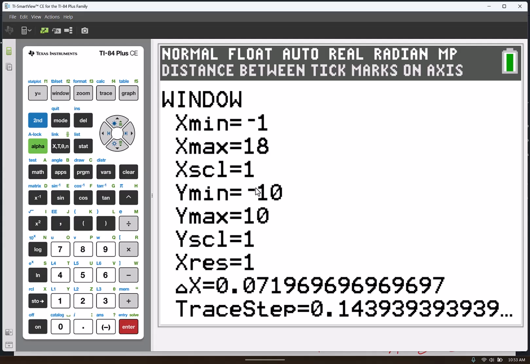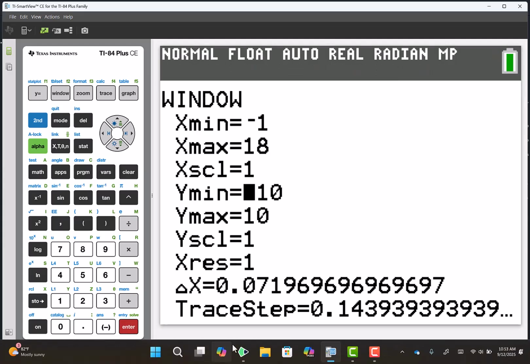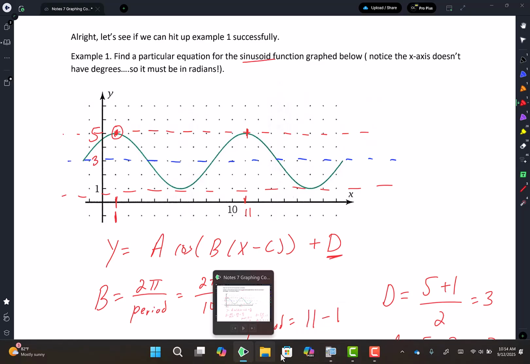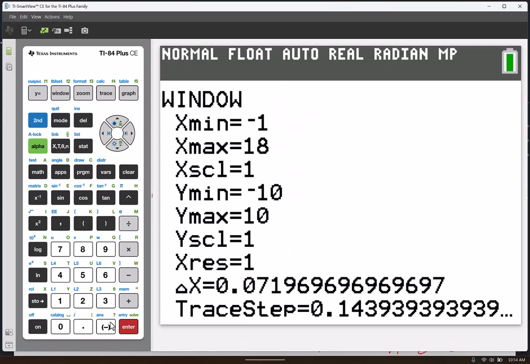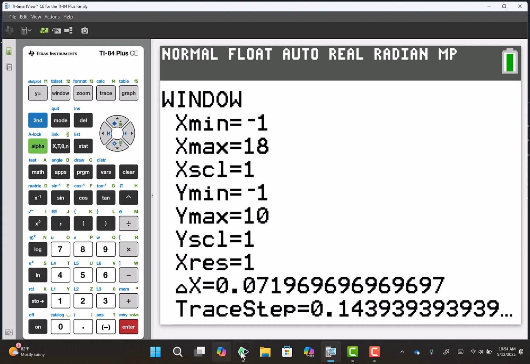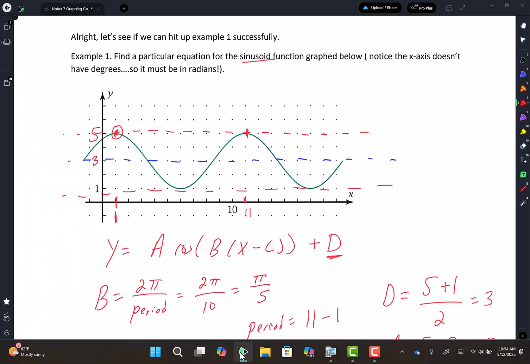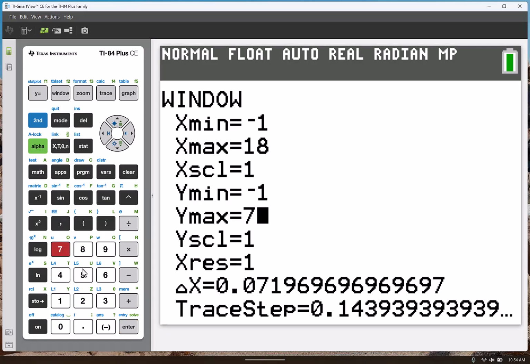X scale, you can leave it by 1 if you want. Not a big deal. Y min, so I look at my graph. What's the lowest y value you see here? I know not graphing, but like in the window here, the graph. I see -1, so I'm going to put -1. Do you guys see that? -1. What's the biggest y value you see on the grid here? 5, 6, 7. So I'm going to put 7. And then scale by 1, that's fine.